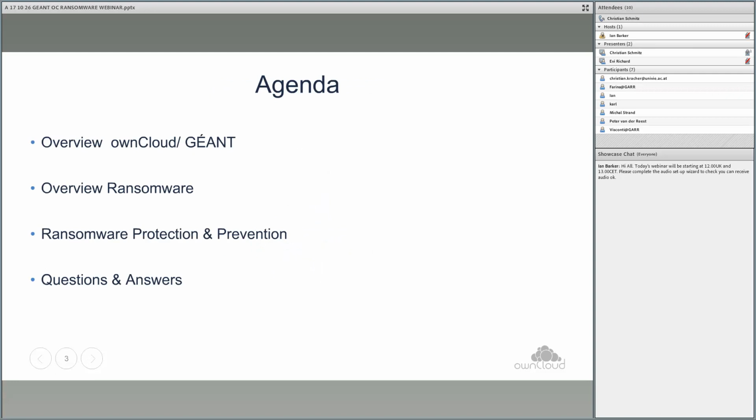The agenda that I would like to present you today is, first of all, a brief overview of the OwnCloud and GÉANT relationship, a brief overview of the ransomware landscape, and then a little detail on how you can leverage OwnCloud for ransomware protection and prevention. And last but certainly not least, actually the most important part is the Q&A part. If you have any questions along the way, you can type them in the chat window on the bottom right, and you will probably be so kind and read them out loud or select them so that we can discuss and answer them.